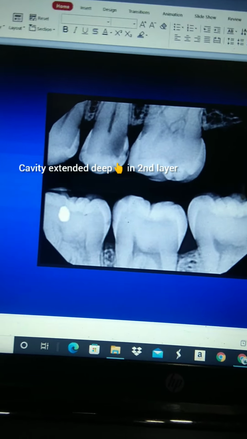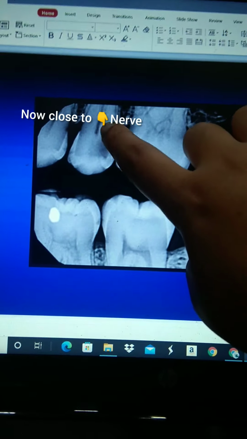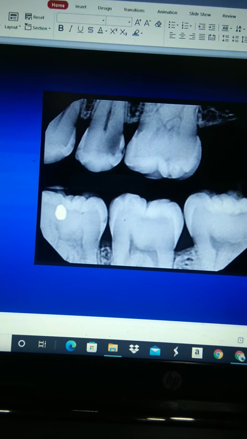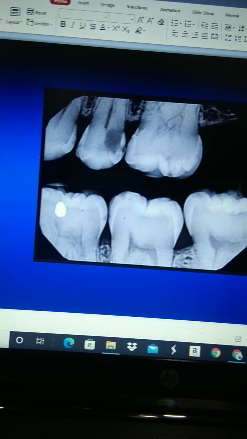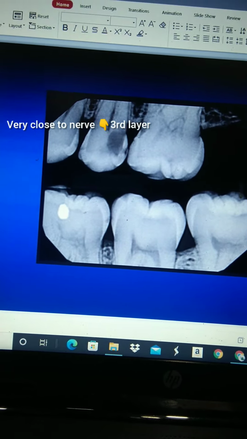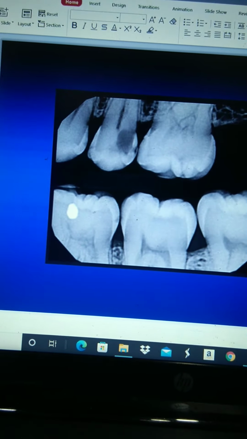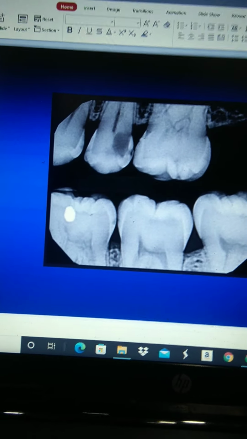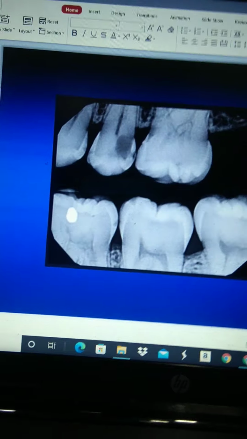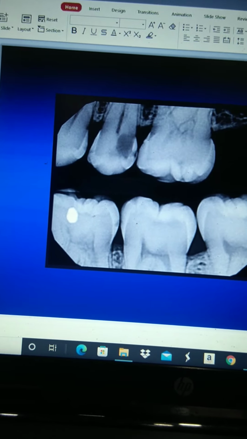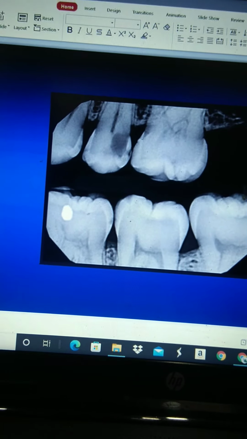The cavity extended further into the dentine and closer to the nerve. This is your nerve. The patient did not get it restored, so again the cavity increased. Now it is clearly very, very close to the nerve. Look. The patient again did not get it restored, and by this time the patient must be having pain, sensitivity, or maybe a food lodgement complaint.